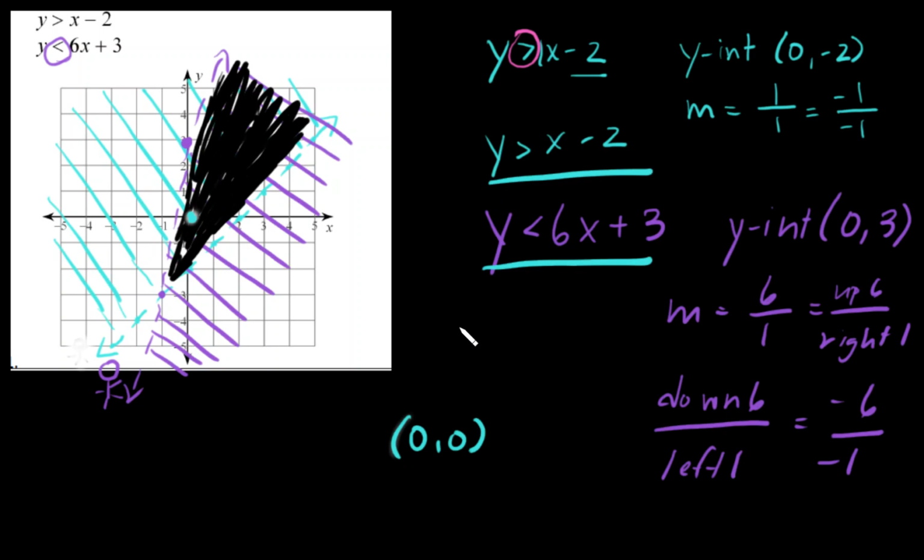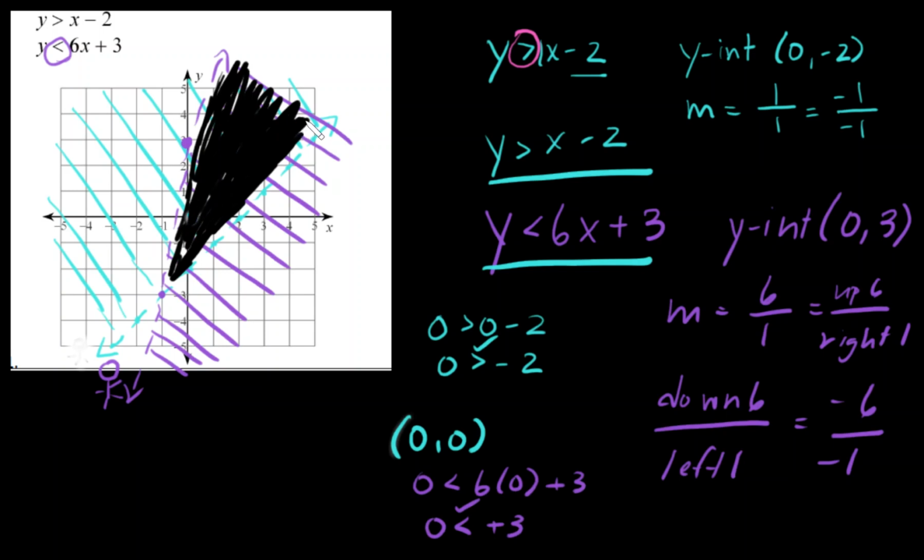So the first one we're going to try, 0 is greater than 0 minus 2, which is 0 is greater than negative 2, so that works. And then we have 0 is less than 6 times 0 plus 3, which is 0 is less than 3. So that works. So that is a common solution. So (0, 0) does work, and the space here is the common intersection. Okay, good job.